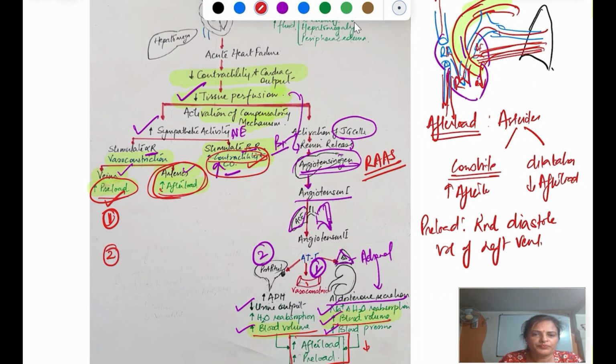Then number 2. Because of the increased stimulation of the beta-1 receptor, it is increasing the contractility, but later on what will happen? There will be down regulation of this beta-1 receptor, which is again going to worsen the condition of the heart.